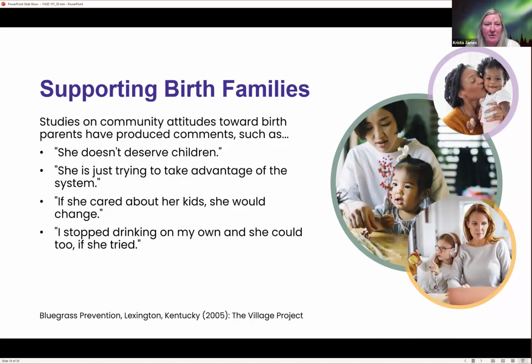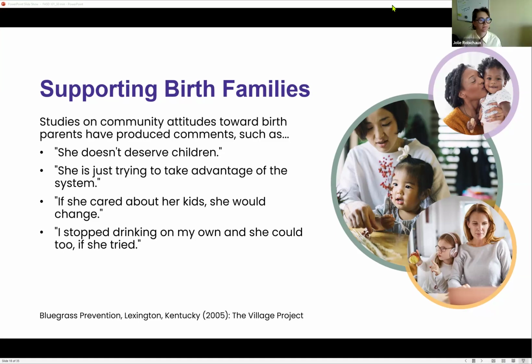Jolie, is the PowerPoint shared? Can you not see it? I can't see the PowerPoint. We're on the supporting birth families page. Okay, maybe everyone else can see it and I can't. I'll reshare the screen just in case.